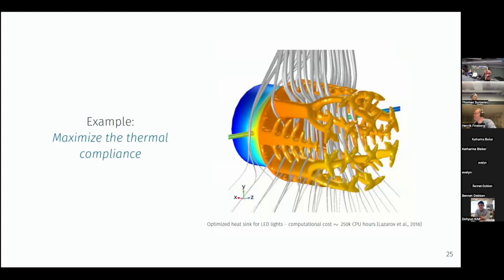So here what you're seeing is recent work by one of my co-authors on this project, Boyan Lazarov, and he also optimized the 3D thermal compliance here for a very hot LED light. So this is a heat exchanger that will release the heat that the light produces into the ambient environment.